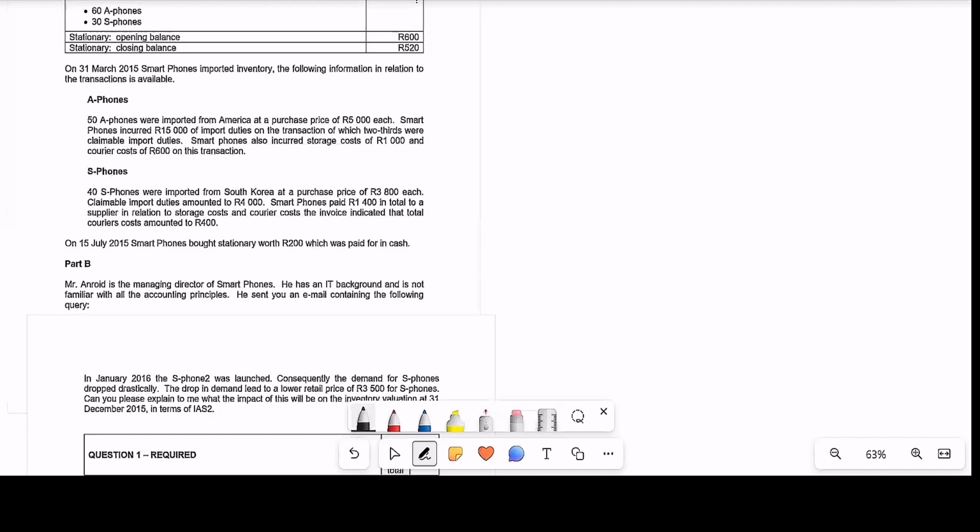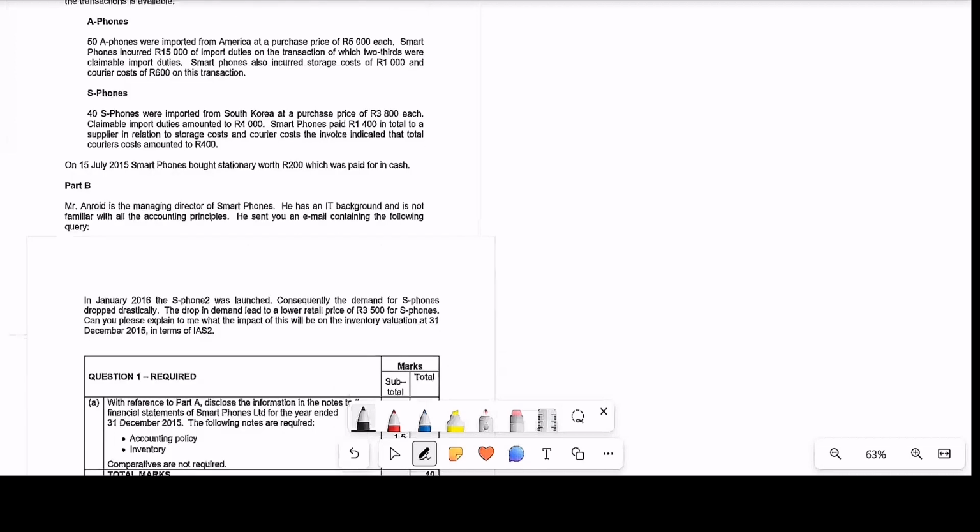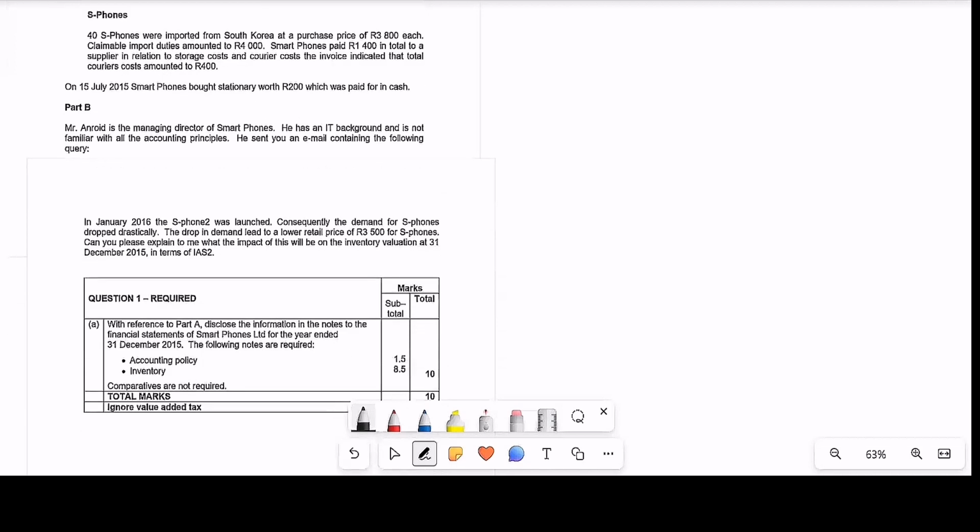Okay, part B is not part of this question. It pertains to other things, so I'm not going to look at it. So let's go to the required. It says, with reference to part A, disclose the information in the notes of the financial statements of smartphones for the year ended 31 December 2015. The following notes are required: the accounting policy and the inventory.